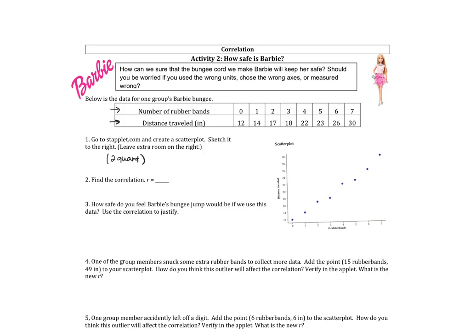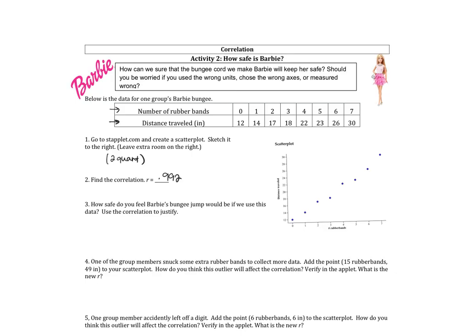And we're going to just take a second. It says find the correlation R, and if you look below, Statplet tells you that your R value is 0.992. I know that you know a little bit about this from previous lessons, and now we're just going to go into it a little bit further. How safe do you feel Barbie's bungee jump would be if we use this data, use that correlation to justify?